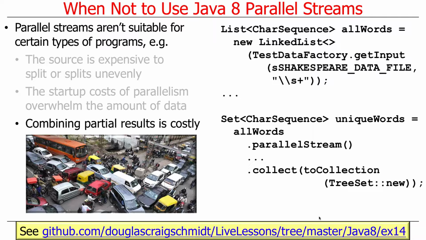Another related, sort of the inverse issue, is what happens when it takes a while to combine the partial results. Does anybody know what that is? What's that? Traffic jam, right? You're trying to merge a bunch of autos and bikes and buses and vans together. You're trying to merge something.